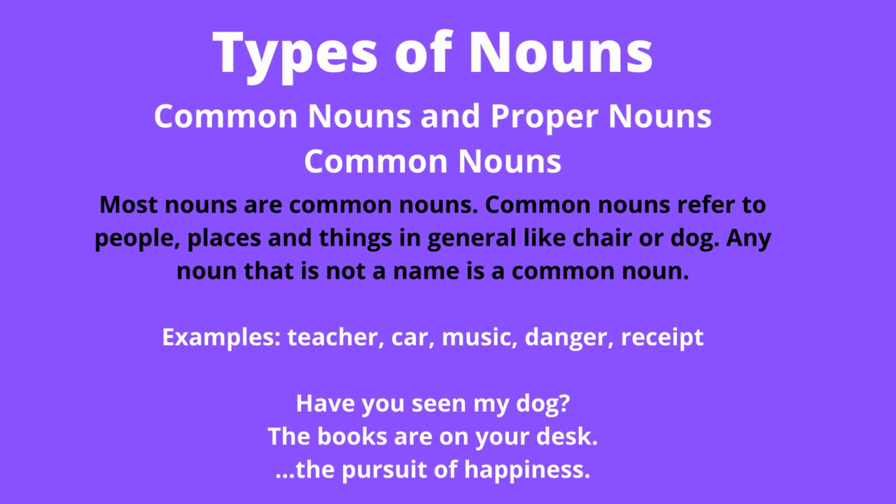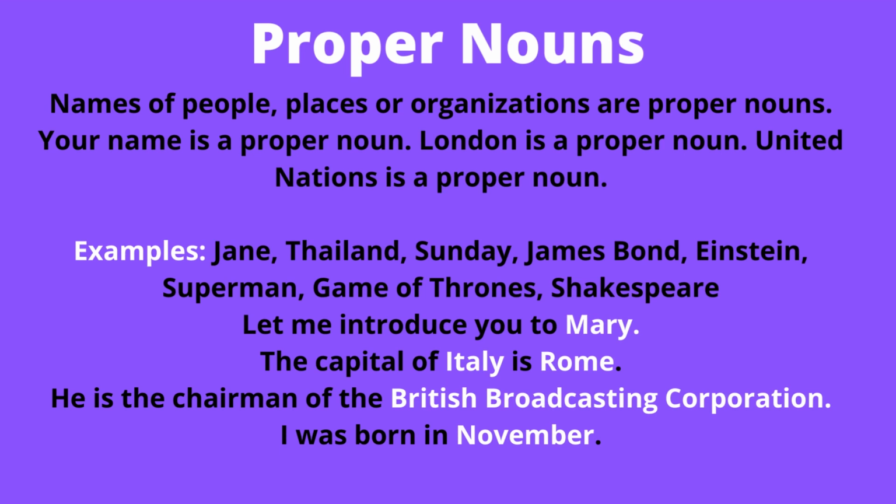Now let's move on to proper nouns. Names of people, places or organizations are proper nouns. Your name is a proper noun. London is a proper noun. United Nations is a proper noun. Now there is a rule. Proper nouns always start with a capital letter. For example, Jane, Thailand, Sunday, James Bond, Einstein, Superman, Game of Thrones, and Shakespeare all are proper nouns because the starting letter is a capital letter.